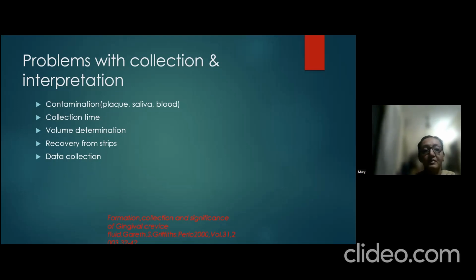And also it's very important to recover the fluid from the strips, because it could evaporate. So some discrepancies can occur in the measurements and also the data collection. So these are the problems usually encountered with the collection.